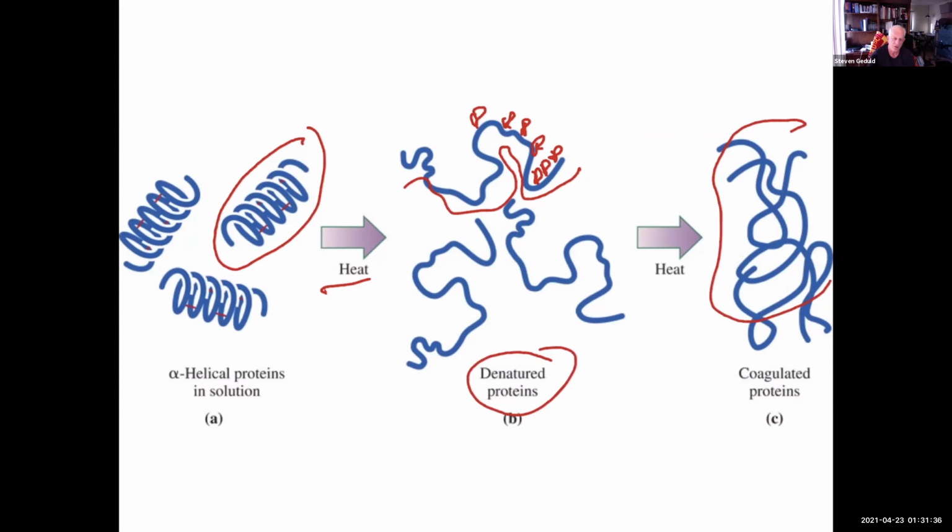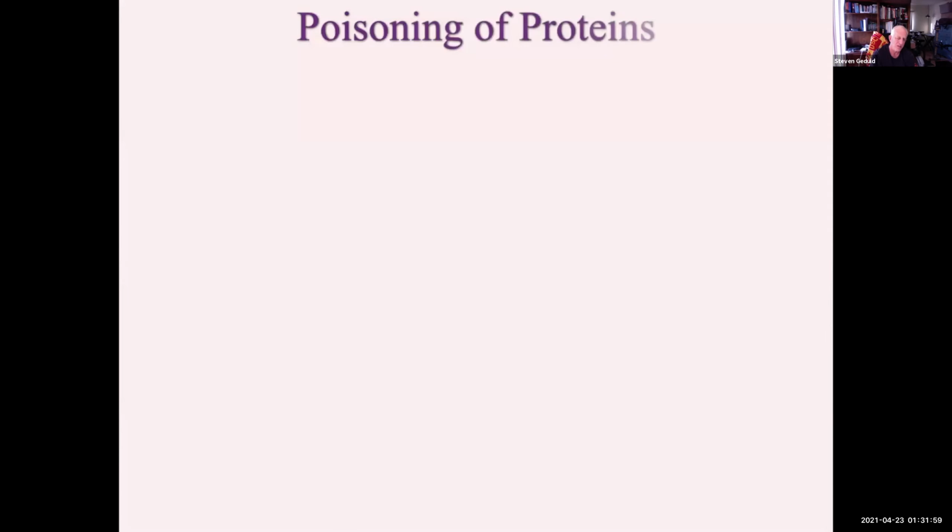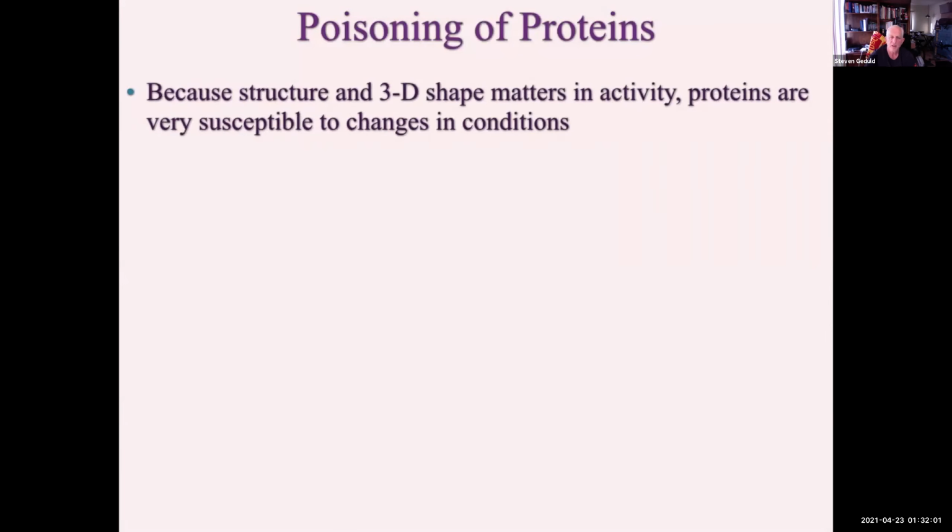So you have your regular shaped proteins, you heat them up. You can do that by raising the temperature. Changing the pH can also cause this. Denatured proteins become a coagulated protein, non-functional. Okay, so these are non-functional once they achieve this step. Okay, denaturing of proteins. Because structure and 3D shape matter in activity, proteins are very susceptible to changes in conditions, just like with temperature.